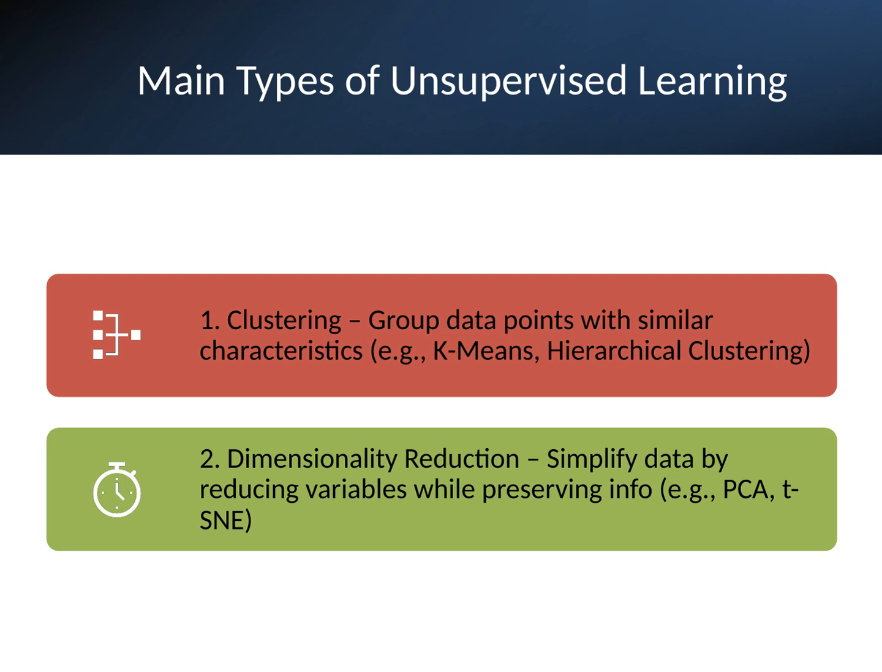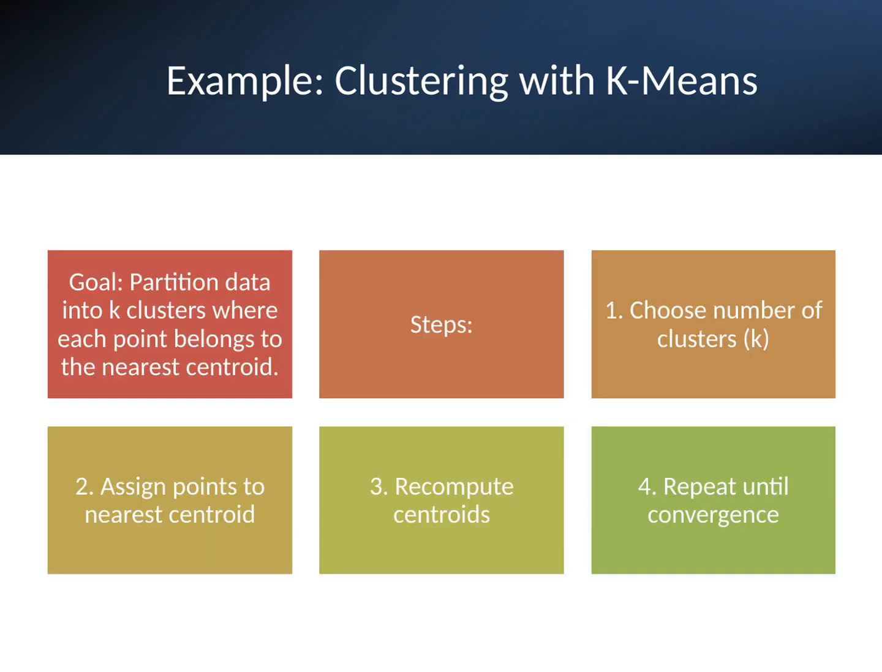Clustering groups similar items, like k-means or hierarchical methods, to reveal segments. Dimensionality reduction compresses many variables into a few while preserving key patterns, using techniques such as principal component analysis and t-SNE. K-means groups data into k clusters by assigning each point to its nearest centroid.